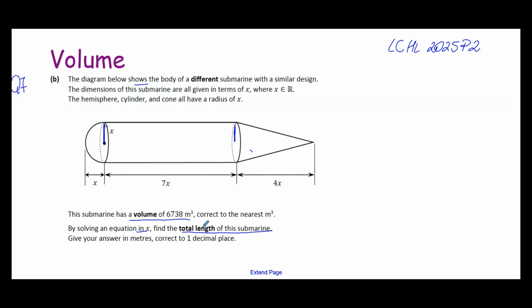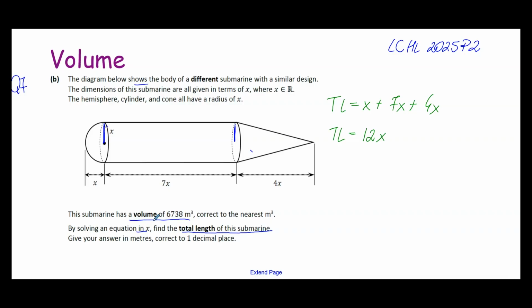Total length. What will be my total length equal to? It will be this length x plus the next length of 7x plus the next length of 4x. So that means my total length, 1, 7, and 4, will give me 12x. That will be the total length. But in order to find that total length, I need to find the value of x. And all the numerical values given to me have to do with volume.